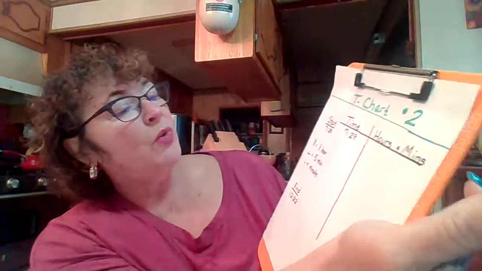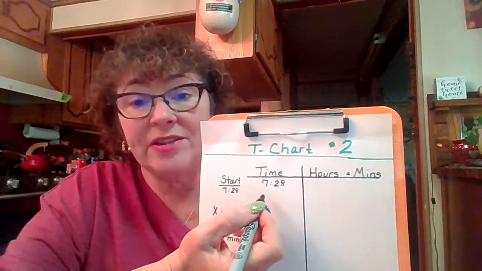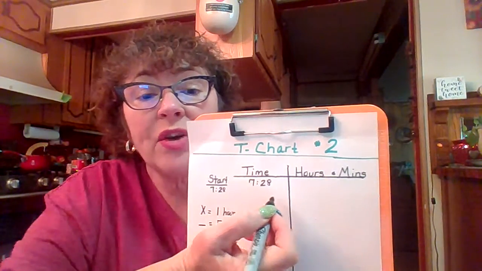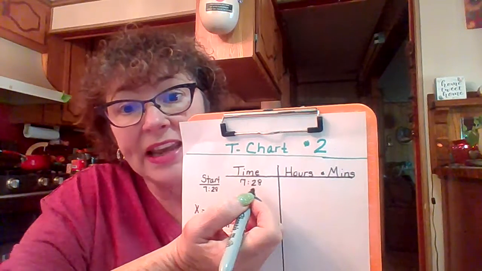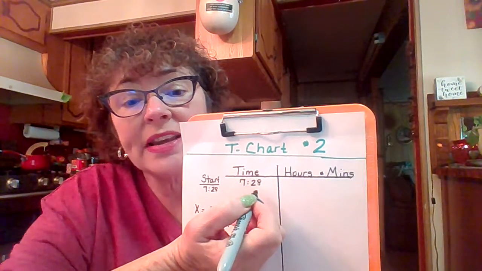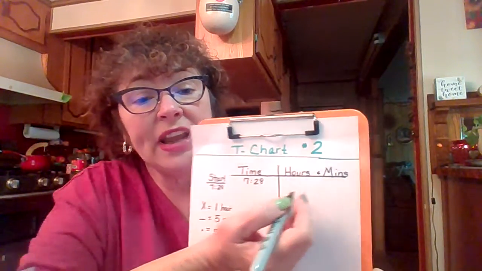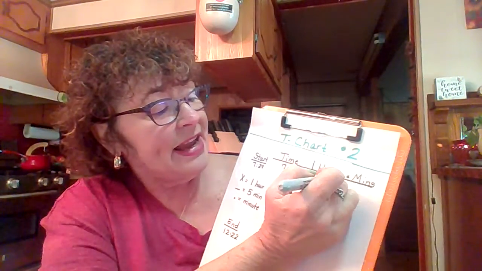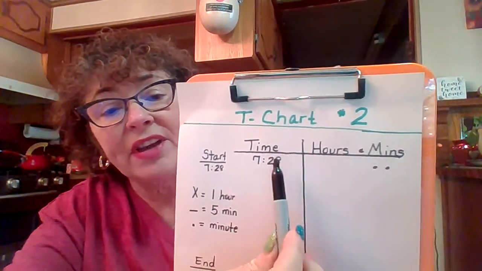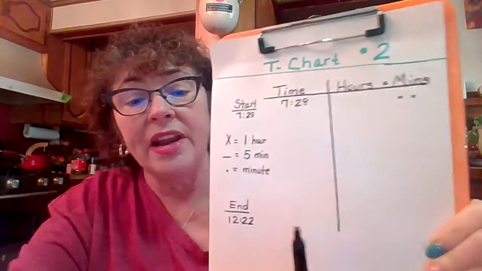Okay, so we are going to start at 7:28. Now again, I want to get to the nearest hour. So 28, the next nearest 5-minute increment is going to be 2. It's going to be 7:30. So from 7:28, we're not going to add any hours, but we're going to add 2 minutes. So 7:28, 7:29, 7:30.